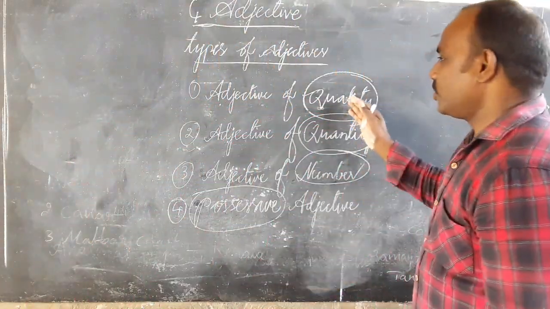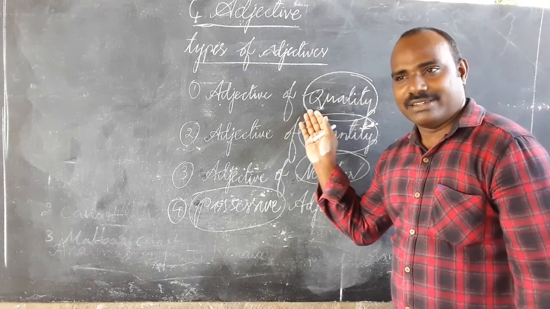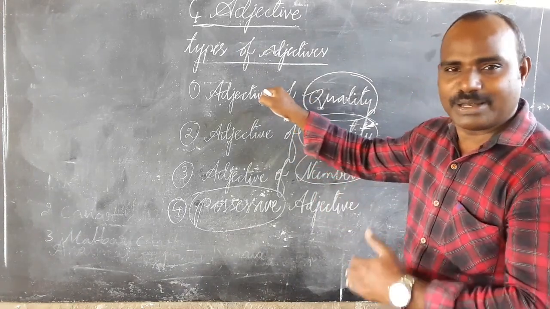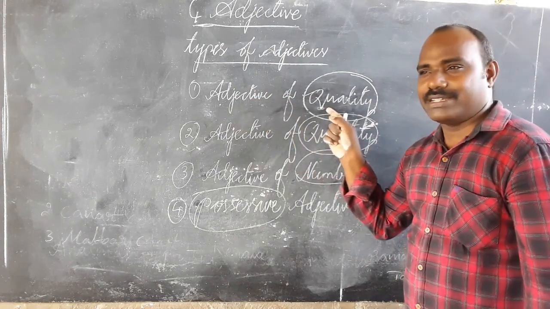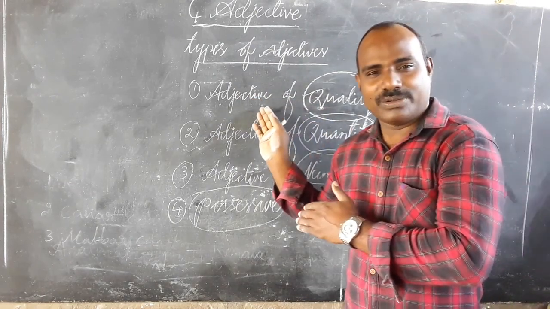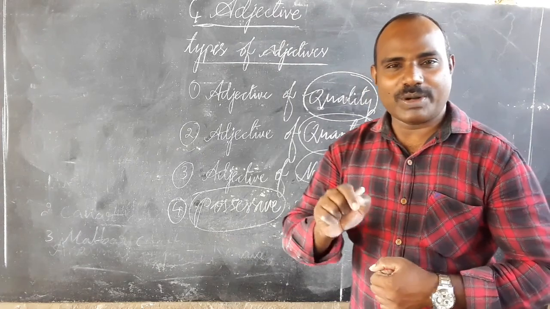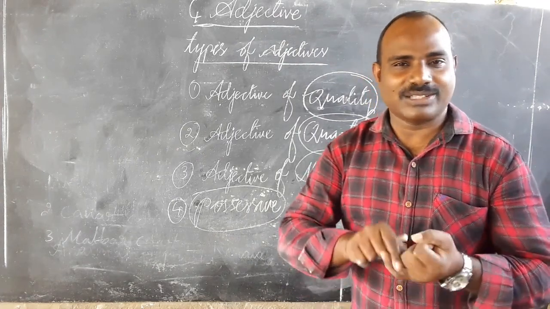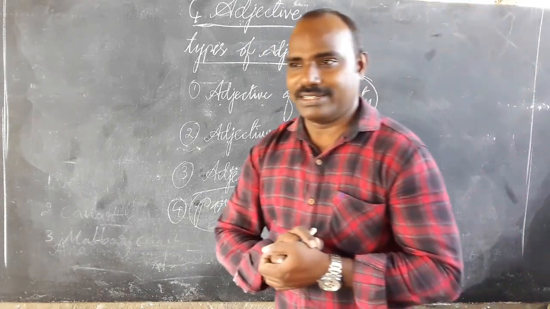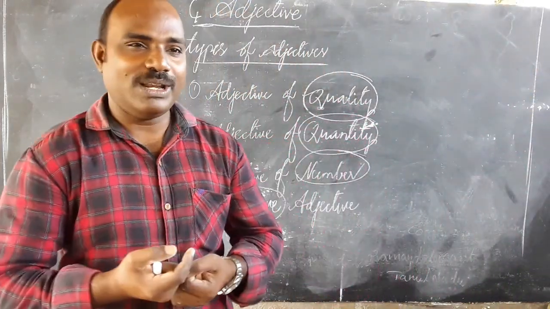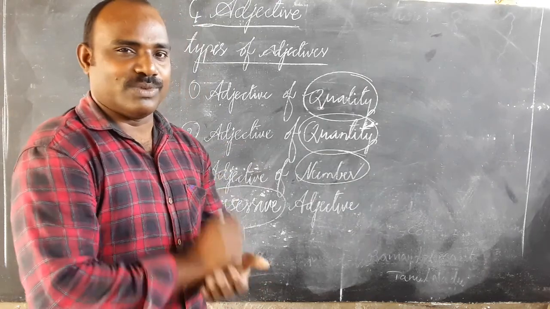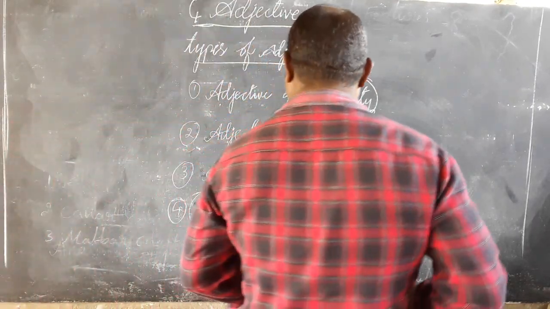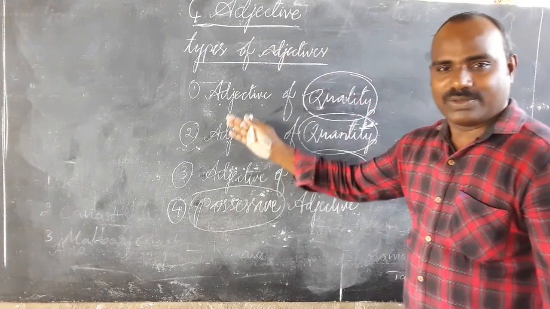So first one, adjectives of quality. The meaning lies in this name. An adjective that shows or describes the quality of a person or something else is called an adjective of quality. They qualify something or someone. For example, we'll see adjective of quality. Just note down these one by one carefully.